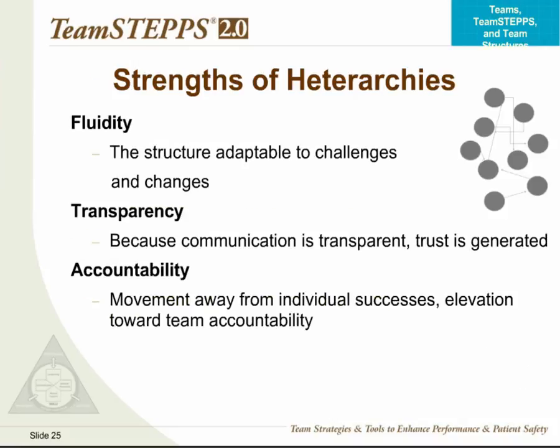So these structures tend to be very adaptable. They tend to adapt themselves to what's happening around them. They tend to meet the needs of the task to which they're assigned. They're pretty transparent. It's pretty easy to tell what's going on because communication is shared among all people, and trust can be generated as a result of that.